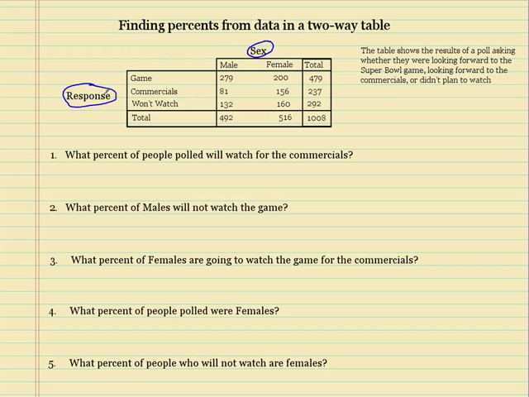When we have two categorical variables and we combine them, we put them in what's called a two-way table. This is where everybody fell in their categories. That's why we call it a categorical variable. I do have a video on that, so if you're not sure what a categorical variable is, make sure you go back and watch that video.